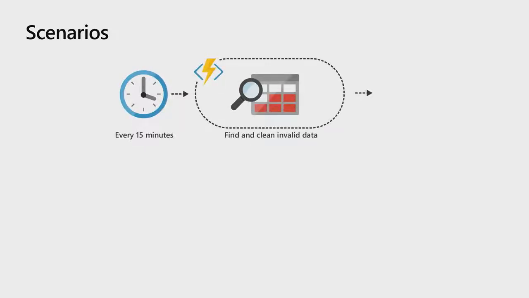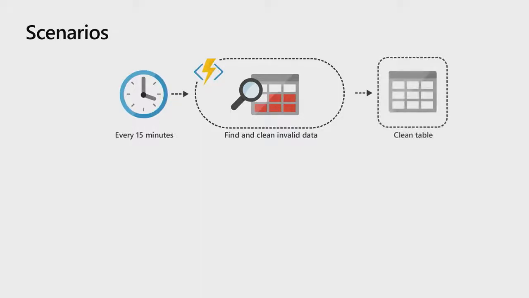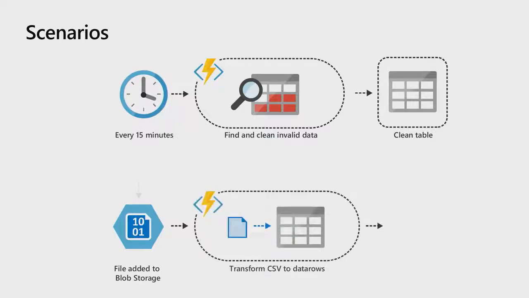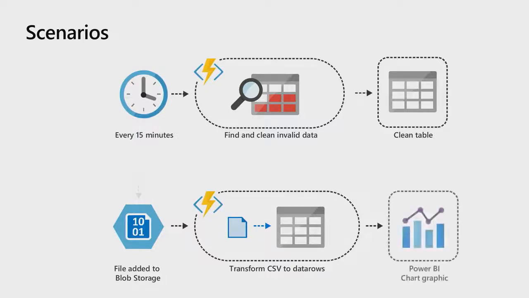So some scenarios to demonstrate this. So let's say we had a timer going off every 15 minutes. That's our event. The function then kicks off. It will then find and maybe clean some invalid data from a table, and then we are resulting with a clean table afterwards. Another event could be a CSV file, let's say, gets added to blob storage. We have a function then that takes that in, transforms that CSV file into data rows, and then from there we can display a Power BI chart graphic.